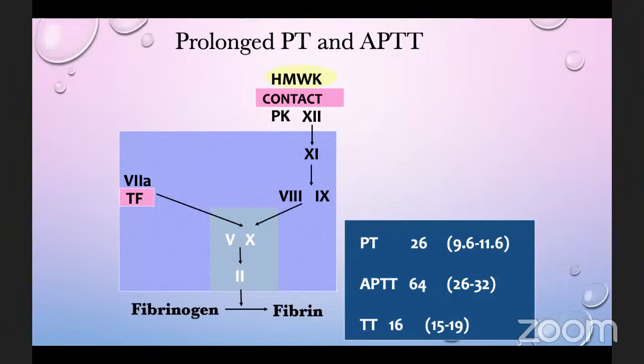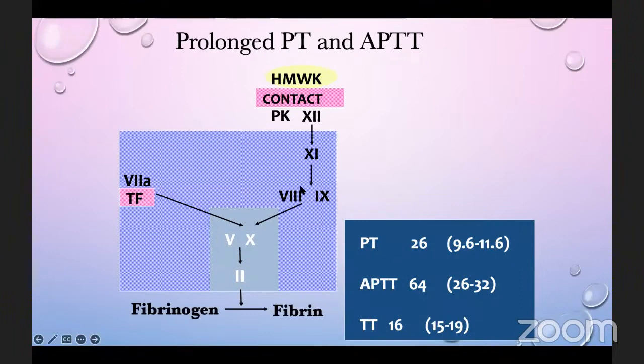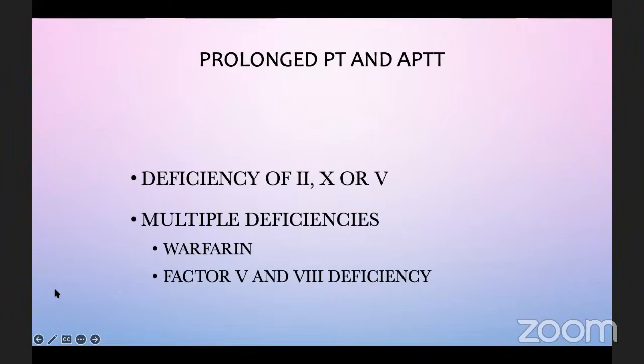How about if you have both PT and APTT prolonged? So basically all of these are affected, and therefore your differential diagnosis would be either a common factor deficiency, which is factor 2, 10, or 5, or multiple factor deficiencies like warfarin. So you mean something that involves both the extrinsic as well as the intrinsic pathway. Mainly it's the common factor deficiency, but if it involves both sides of the cascade, then you will have both prolonged PT and APTT.